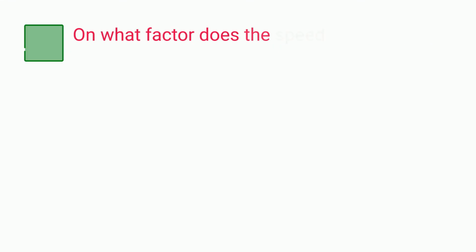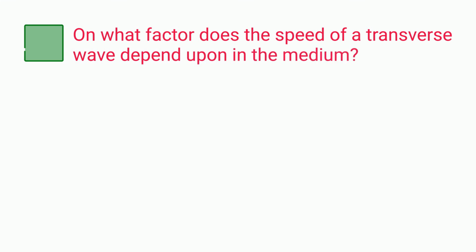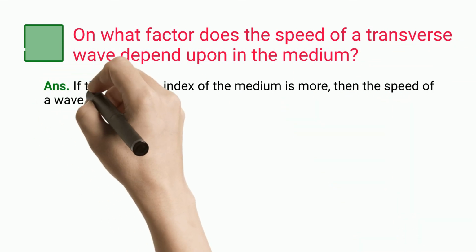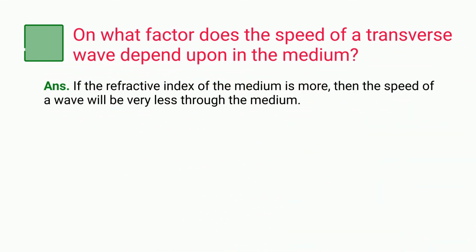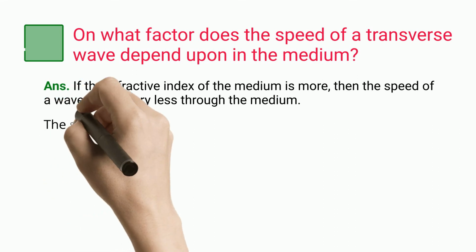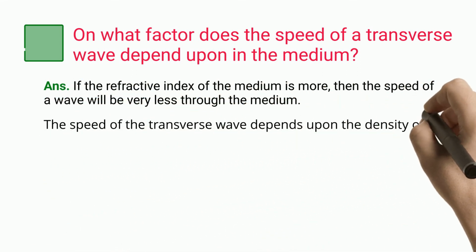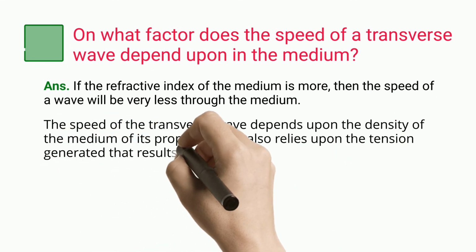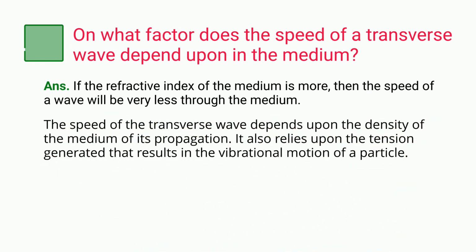On what factors does the speed of a transverse wave in the medium depend? If the refractive index of the medium is more, then the speed of a wave will be very less through the medium. The speed of the transverse wave depends upon the density of the medium of its propagation. It also relies upon the tension generated that results in the vibrational motion of a particle.